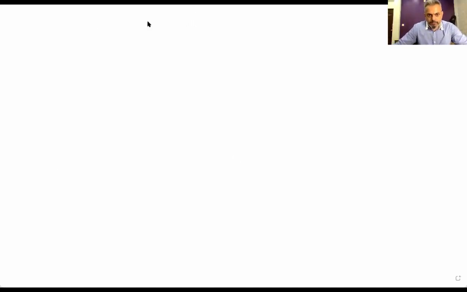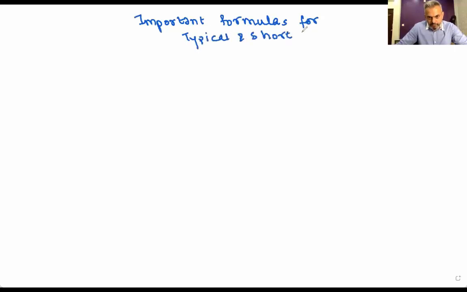Write down the important formulas for typical and short sums. These are really important formulas and you have to learn them.